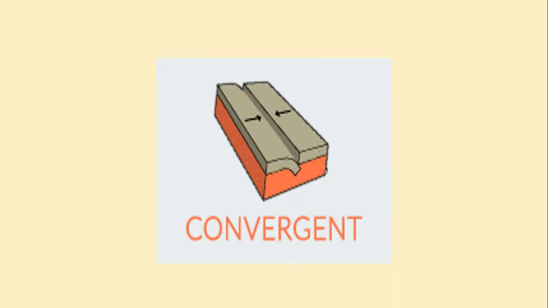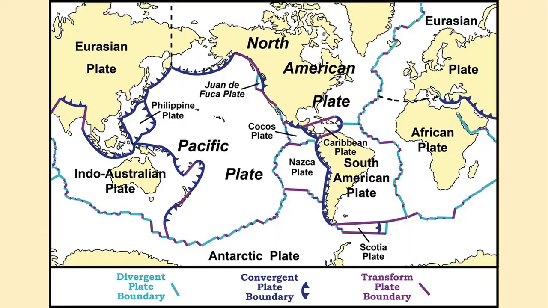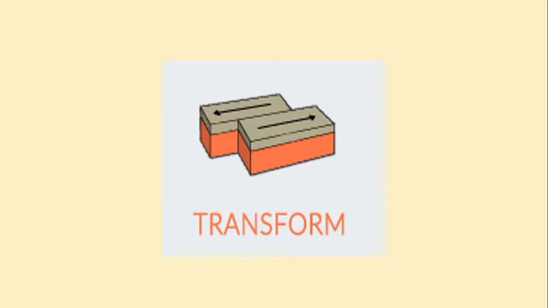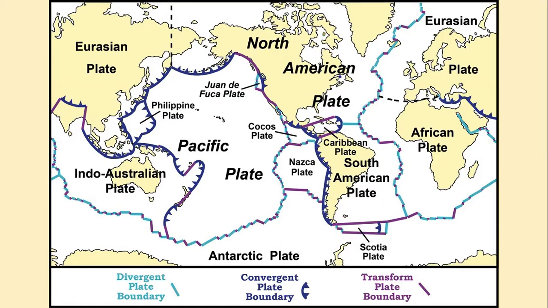A convergent boundary has 2 plates coming together. And you can see on this map where the convergent plate boundaries are. Those are the dark blue lines. And the other type is a transform boundary with a side-to-side motion. Those are the purple lines on this map.